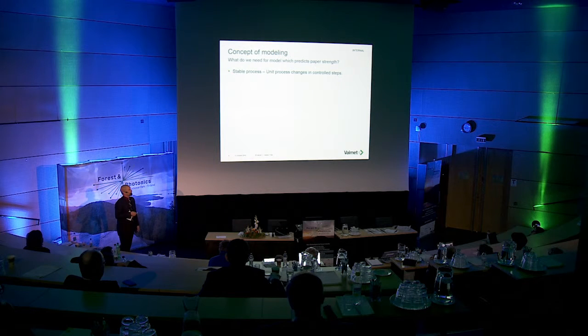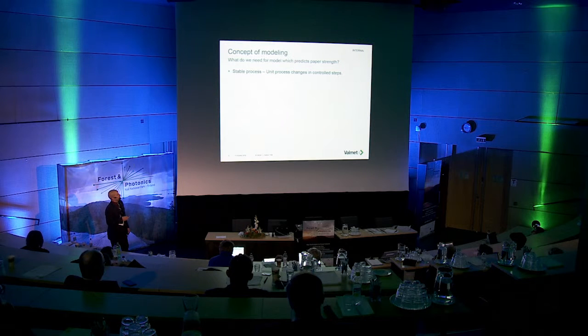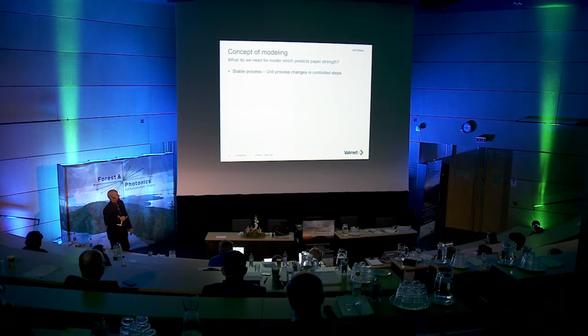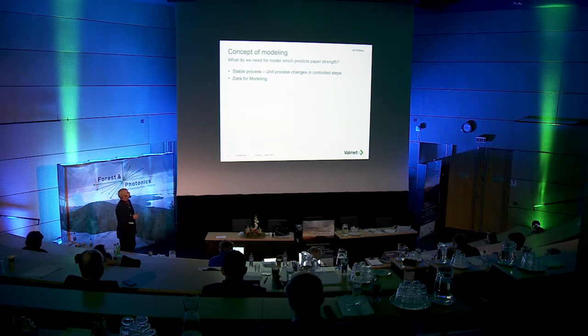So what do we need to make a good model which predicts this paper strength? We need a stable process, so there shouldn't be much natural variation in the process, and no disturbances. Then we make unit process changes in controlled steps. So we make some change and see the reaction in the fiber properties and in the paper strength.